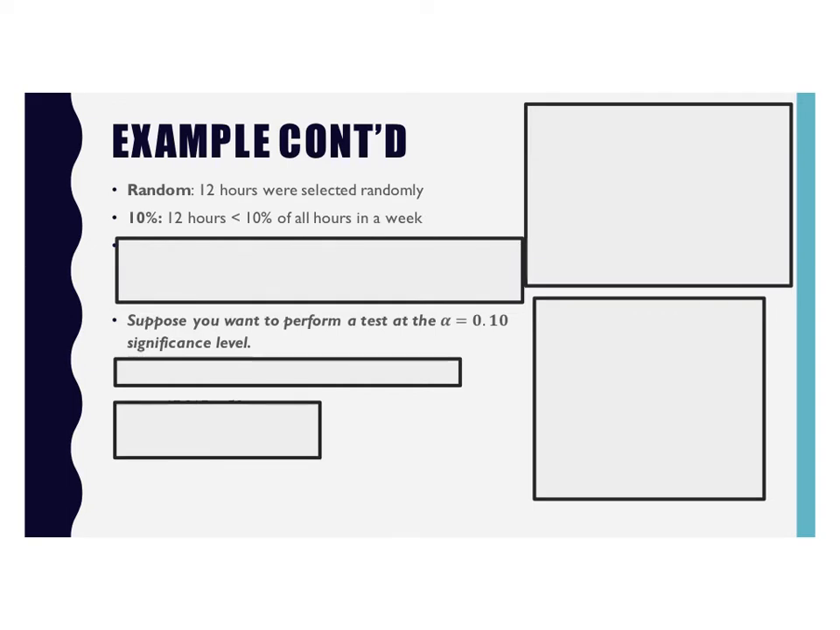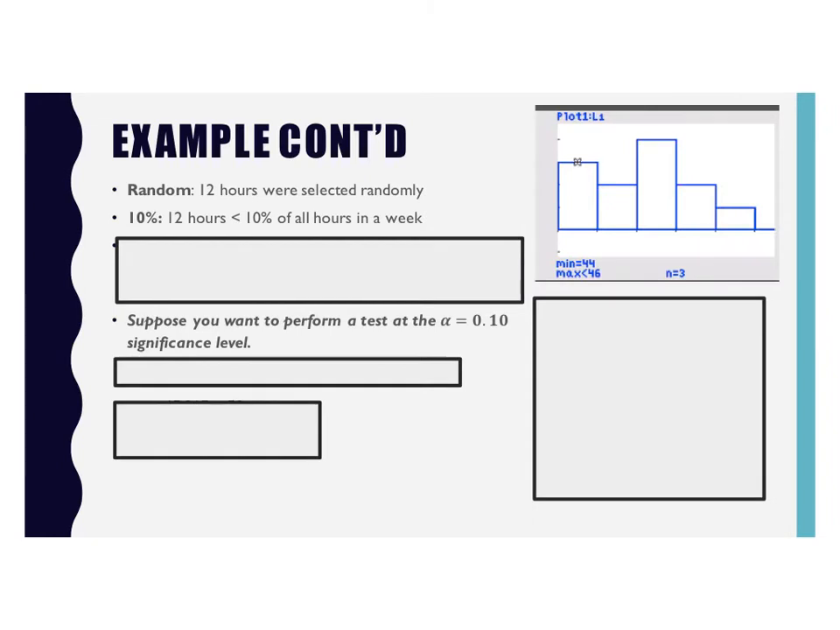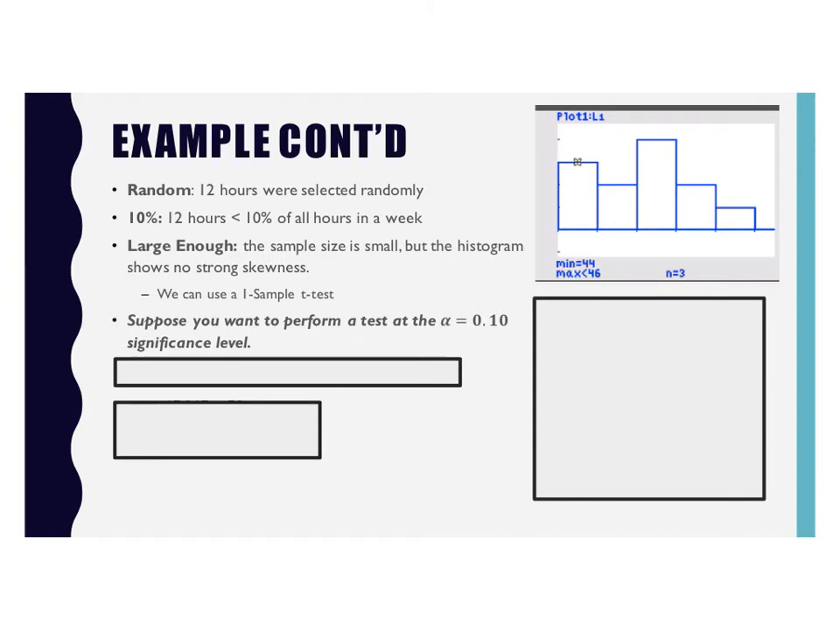For our large enough condition, there are a couple of things we can do. We can have our calculator construct a histogram and check for severe skewness. We can draw a dot plot or a stem and leaf plot. We just have to illustrate that there's no severe skewness and that the sample is fairly symmetric. If we look at our histogram here, notice we have no severe skewness. Therefore, we can use a one sample t-test and assume normality.